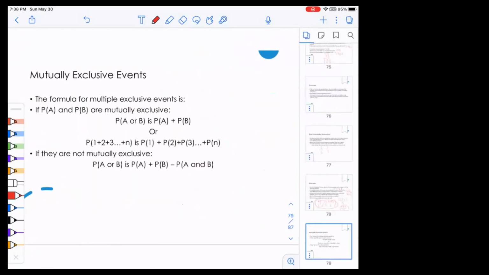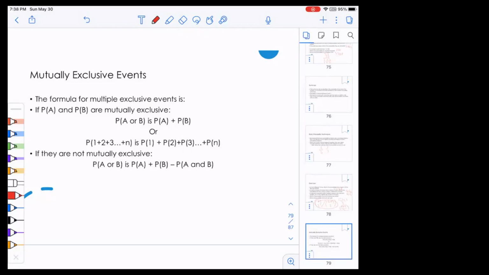So what we learned here is we learned about mutually exclusive events. The formula for mutually exclusive events is if P(A) and P(B) are mutually exclusive, the probability of A or B happening is them added, or if we have multiple exclusive events, it's going to be all of them added.